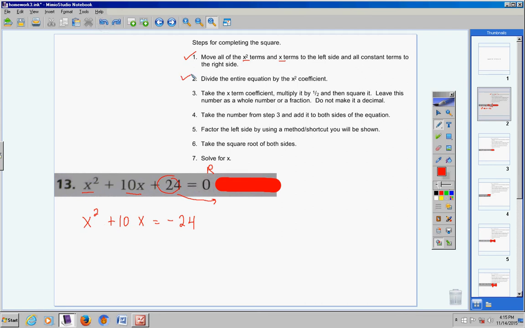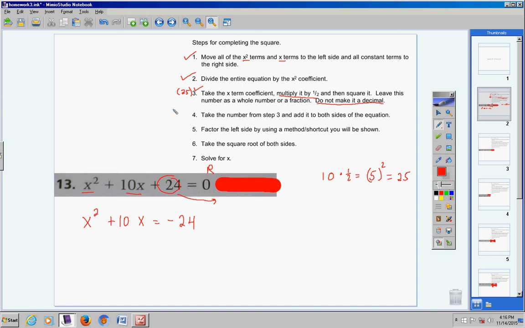Step 3, take the x term coefficient. Now where's my x term? Here it is. What's the coefficient? 10. Take the x term coefficient and do what to it? Multiply it by 1/2. That gives you 5. And then square it. That gives you 25. So did we do step 3? Yes. Never make it a decimal, by the way. Never. It should be a fraction or a whole number. So I'll put 25 right here. So that's finished. I took the x coefficient, multiplied it by 1/2, and squared it.